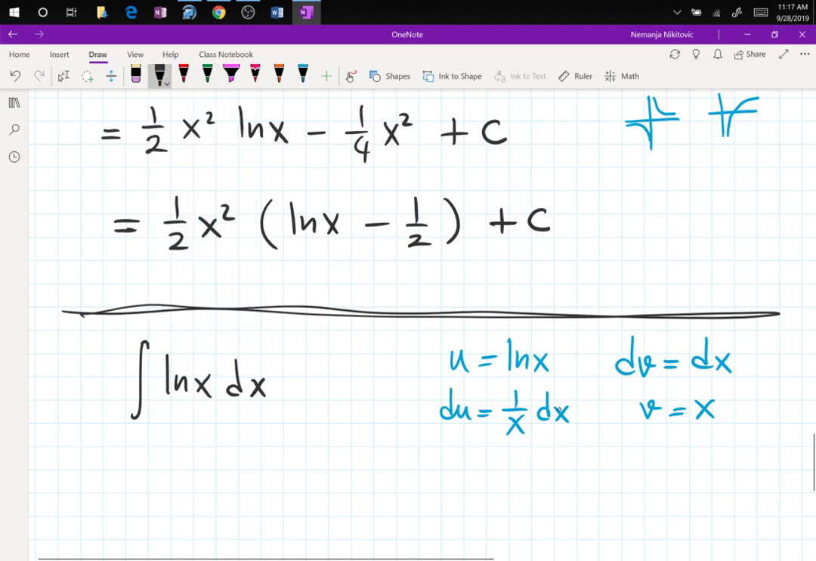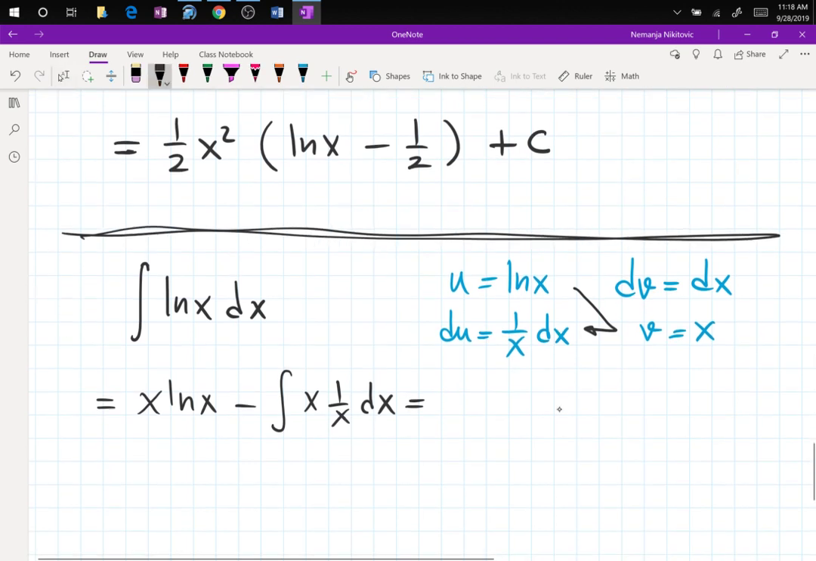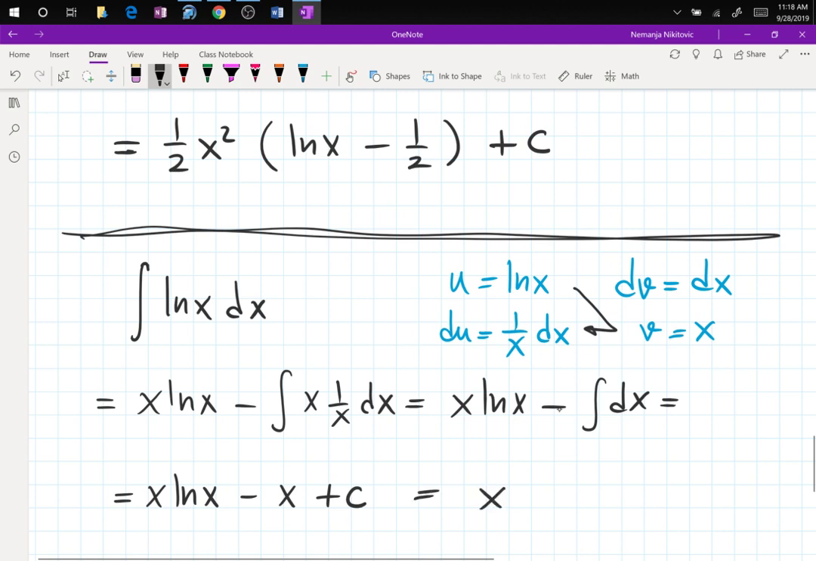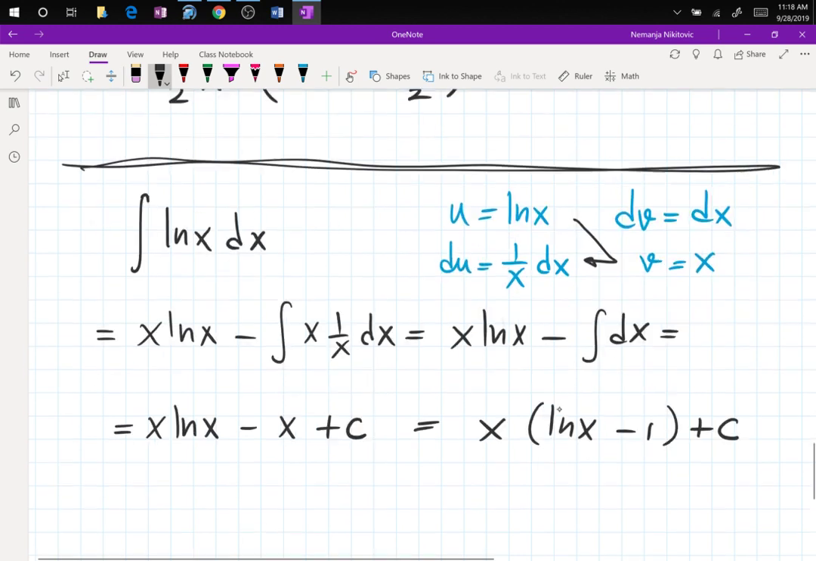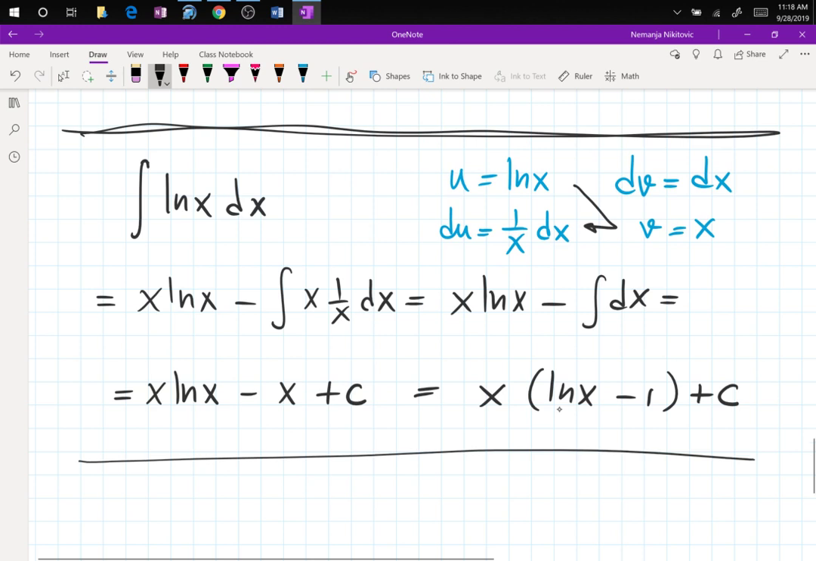We put a little arrow over here to help us with the formula real quick, and we get x ln x minus the integral of x times 1 over x dx, which cancels. So x ln x minus the integral of dx. This gives us x ln x minus x plus c. We factor out x: x times ln x minus 1 plus c. And this is what the integral of ln x is.